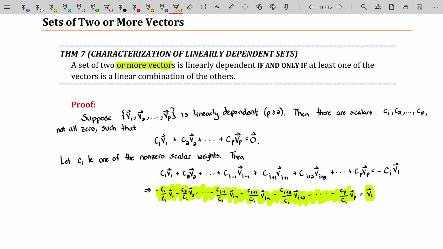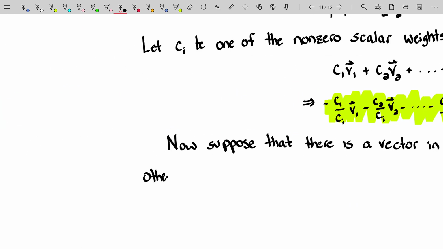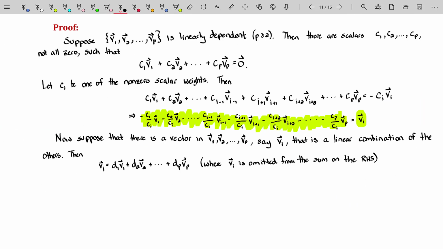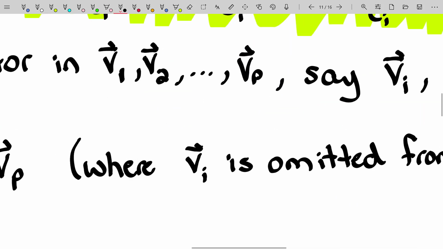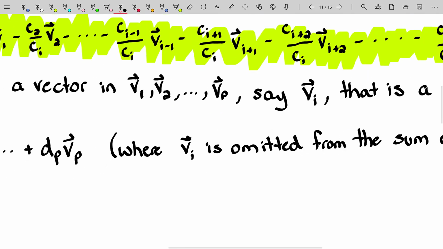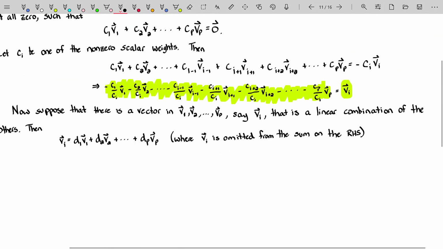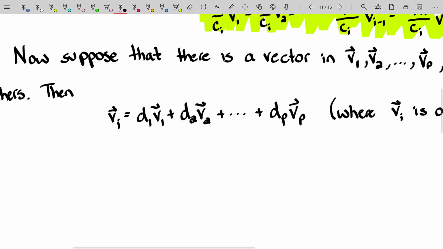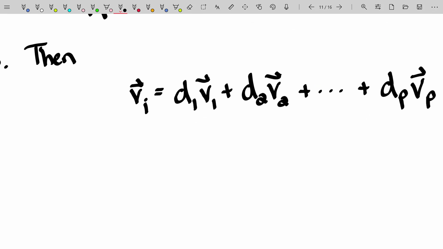If two or more vectors are linearly dependent, then at least one of the vectors is a linear combination of the others. Now let's go backwards. So we're going to assume that at least one of the vectors is a linear combination of the others, and then use that to prove the set is linearly dependent. Now suppose that there is a vector in our list of vectors, and we're going to call that v sub i again, such that that vector is a linear combination of the others.